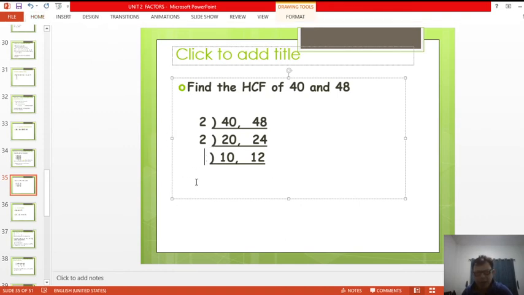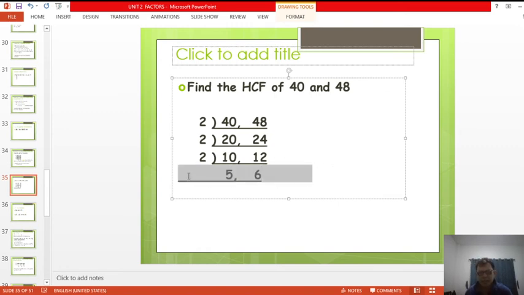Can I use 2 here? Yes, I want to use 2 again. So look at that, 2. Why? Because I can divide this by 2. 10 divided by 2 is what? 5. Oops, sorry. What happened? Okay, 10 divided by 2 is, hold on, 5. And then 12 divided by 2 is 6.